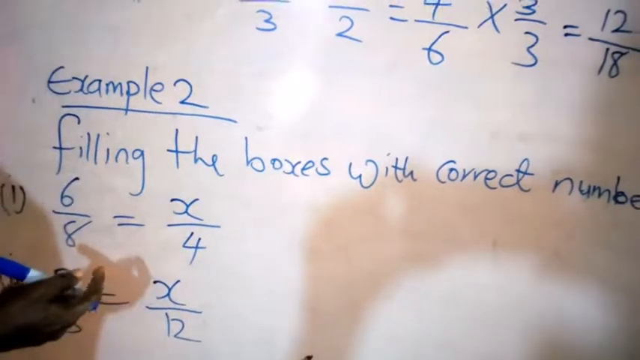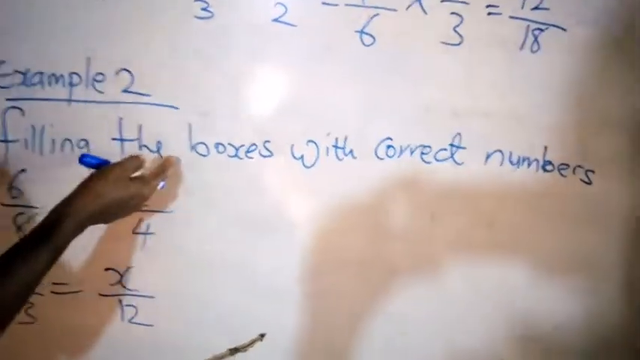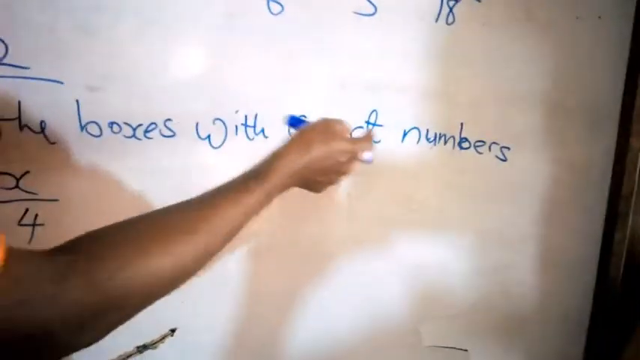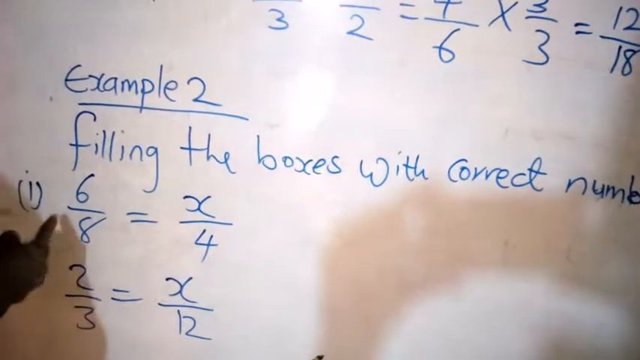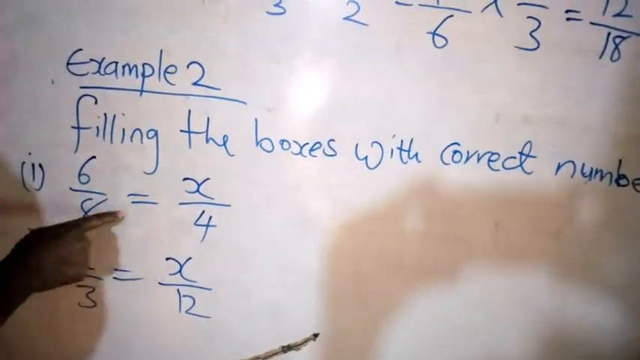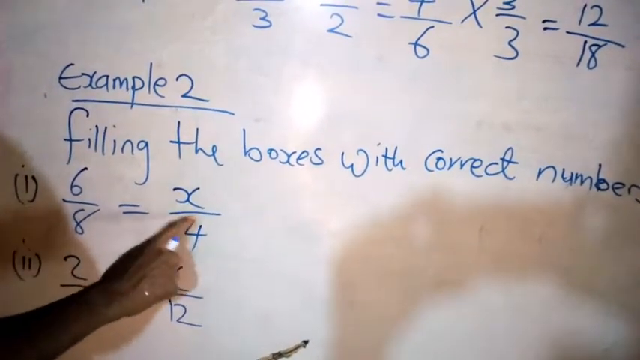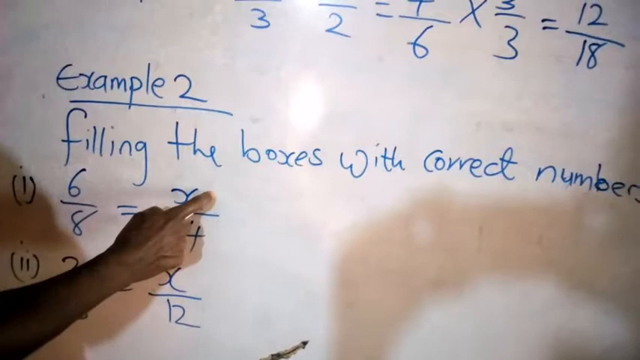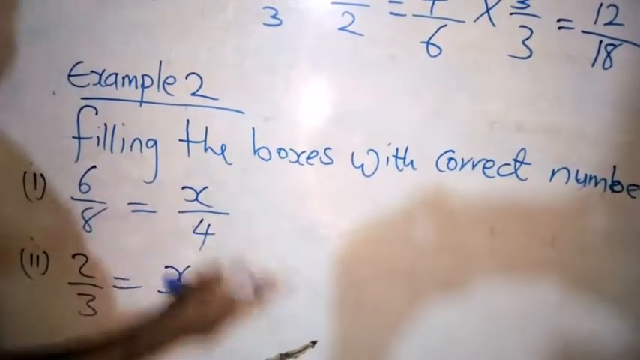Now, example 2. Fill in the boxes with the correct number. We are still on equivalent fraction. We quickly want to treat this. Now I have 1. 6 over 8 is equal to x over 4. X here is unknown. We have to look for the figure that represents x here.